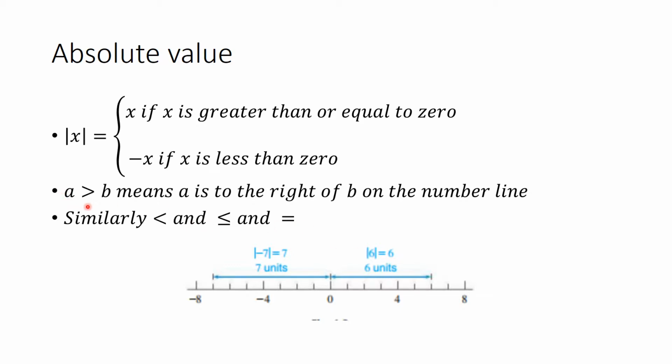We say that A is greater than B means that A is to the right of B on the number line. Similarly, we can talk about a symbol that we will read as less than from left to right, less than or equal to, and even equal to.